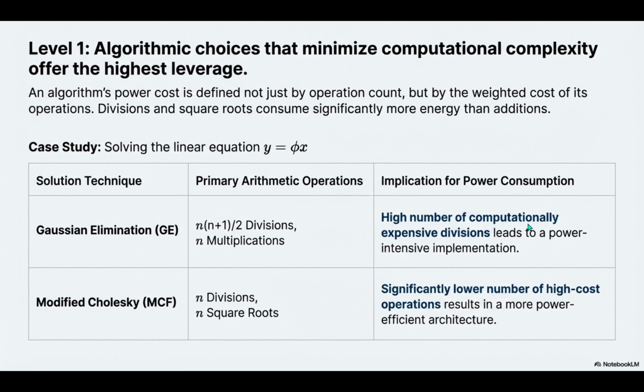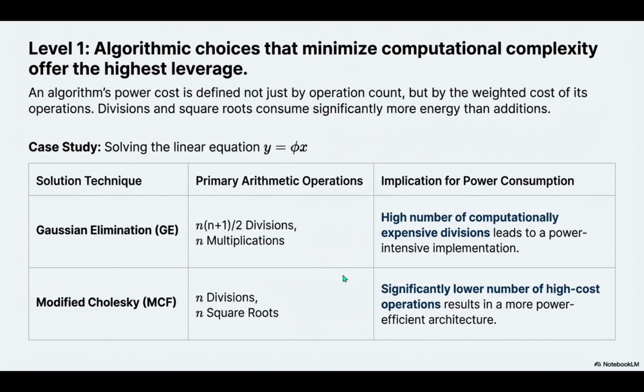But there's a better way. The modified Cholesky factorization, or MCF. Exactly. MCF gets you to the same answer, but with far fewer of those expensive operations. You might only need, say, n divisions and n square roots. The final architecture is just inherently more power efficient because the underlying math avoids the costly steps. That's level 1 optimization. So once the core computation is lean, level 1 also looks at how we move data.